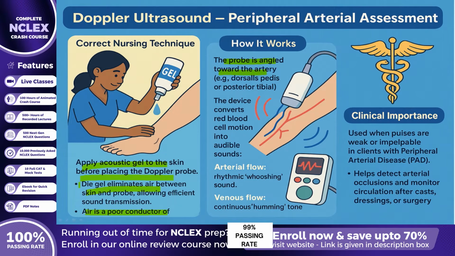Commonly, the dorsalis pedis on the top of the foot or the posterior tibial artery behind the ankle bone. The device converts the frequency changes from red blood cell movement into audible sounds. Arterial blood flow is recognized by a rhythmic pulsatile whooshing sound, while venous blood flow gives a steady, continuous tone, much like a soft blowing wind.